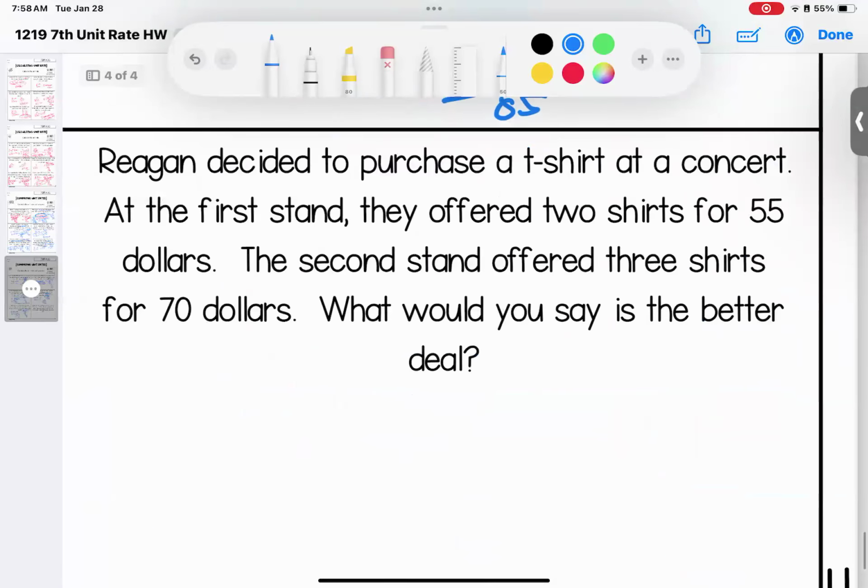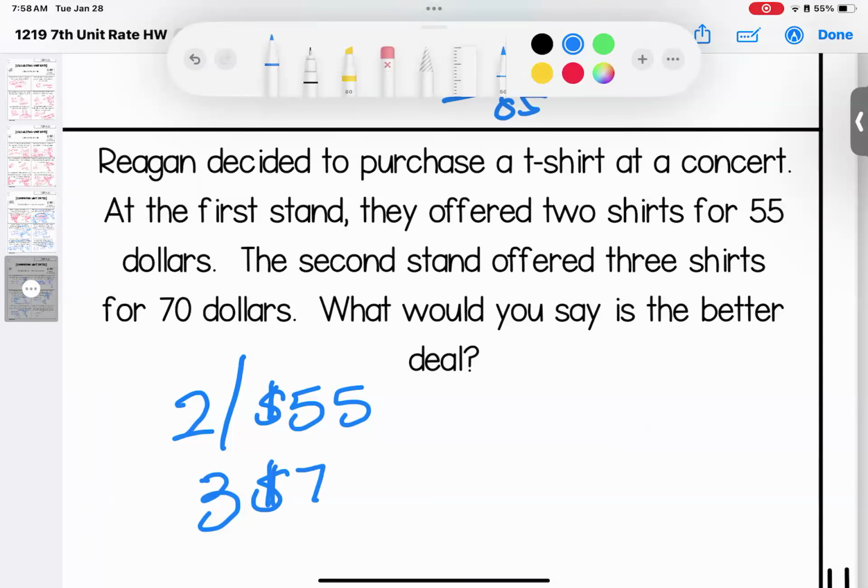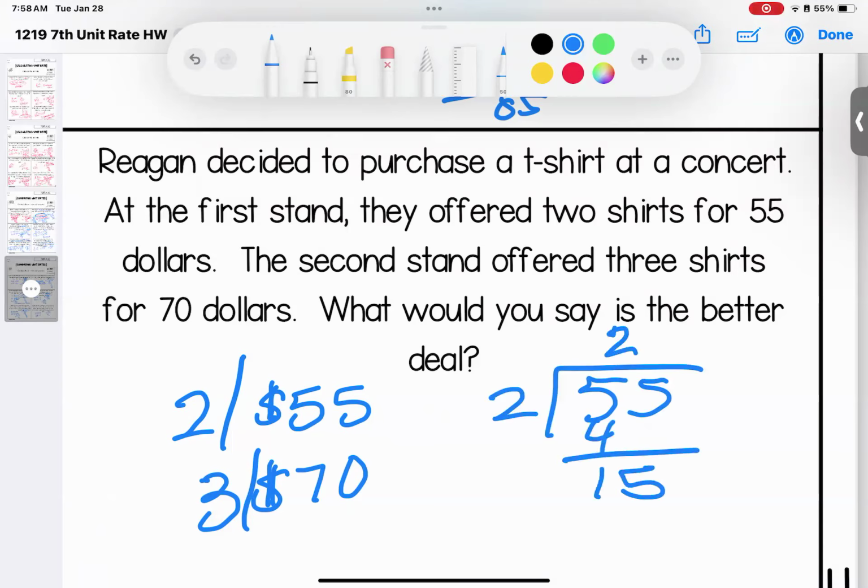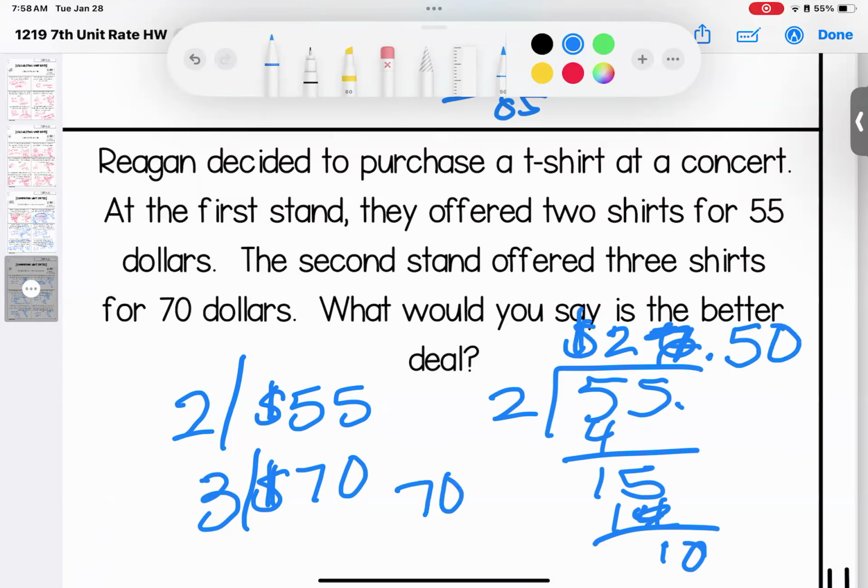Reagan decided to purchase a t-shirt at a concert. At the first stand, they offered 2 shirts for $55. The second stand offered 3 shirts for $70. Which would you say is better? So 2 times 7 would be 14. Decimal, 0, 5. So $27.50 for that one.